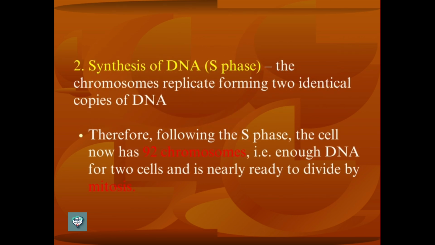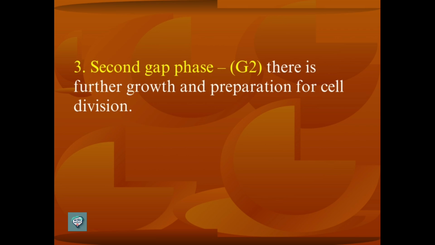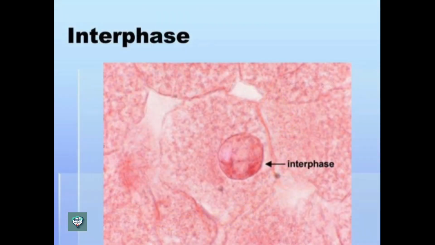Secretion, absorption. 2. Synthesis of DNA, S phase. The chromosomes replicate, forming two identical copies of DNA. Therefore, following the S phase, the cell now has 92 chromosomes, i.e., enough DNA for two cells, and is nearly ready to divide by mitosis. 3. Second gap phase, G2. There is further growth and preparation for cell division, mitosis.